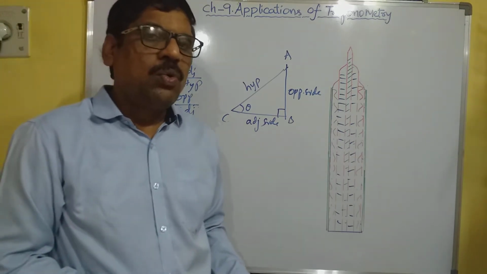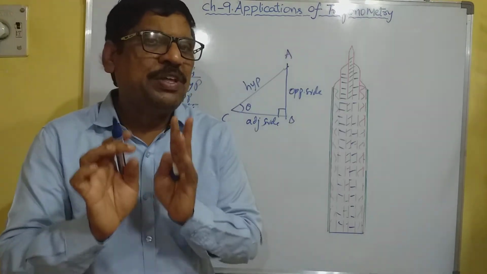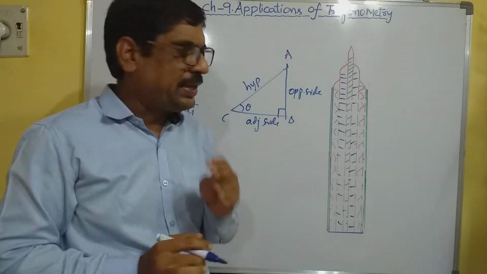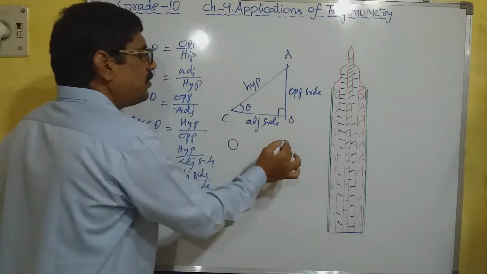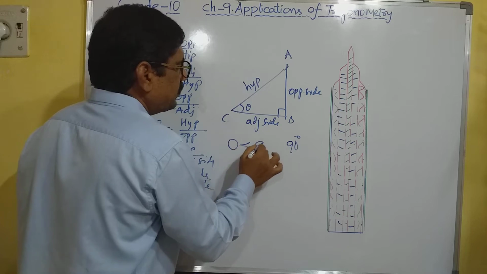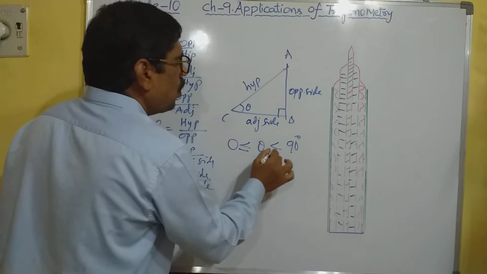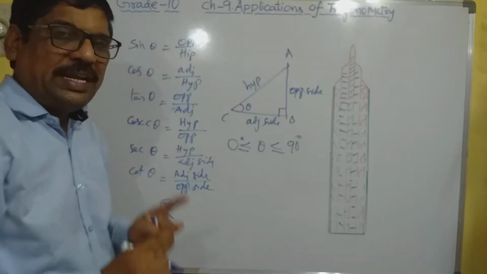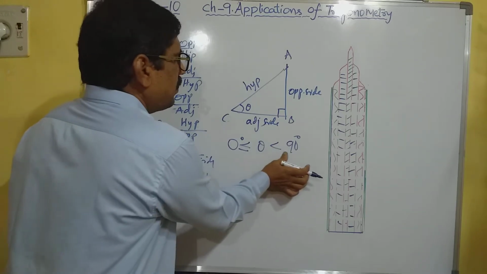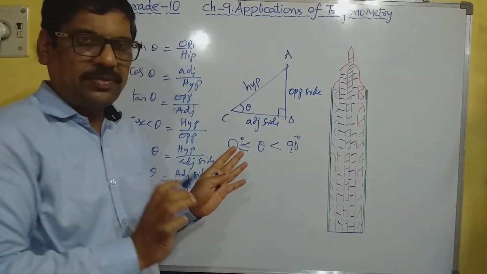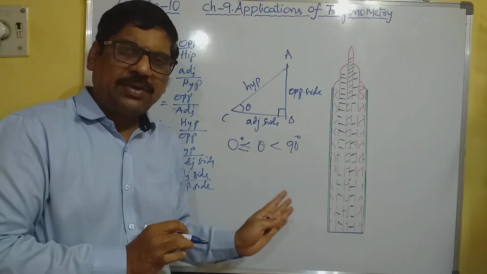And we also learnt the trigonometric values for specific angles. What are those specific angles? Here theta is an acute angle. It always lies in between 0 and 90 degrees. Oh, sorry, it is never 90 degrees. It is below 90, from 0 to 90. So it is an acute angle.